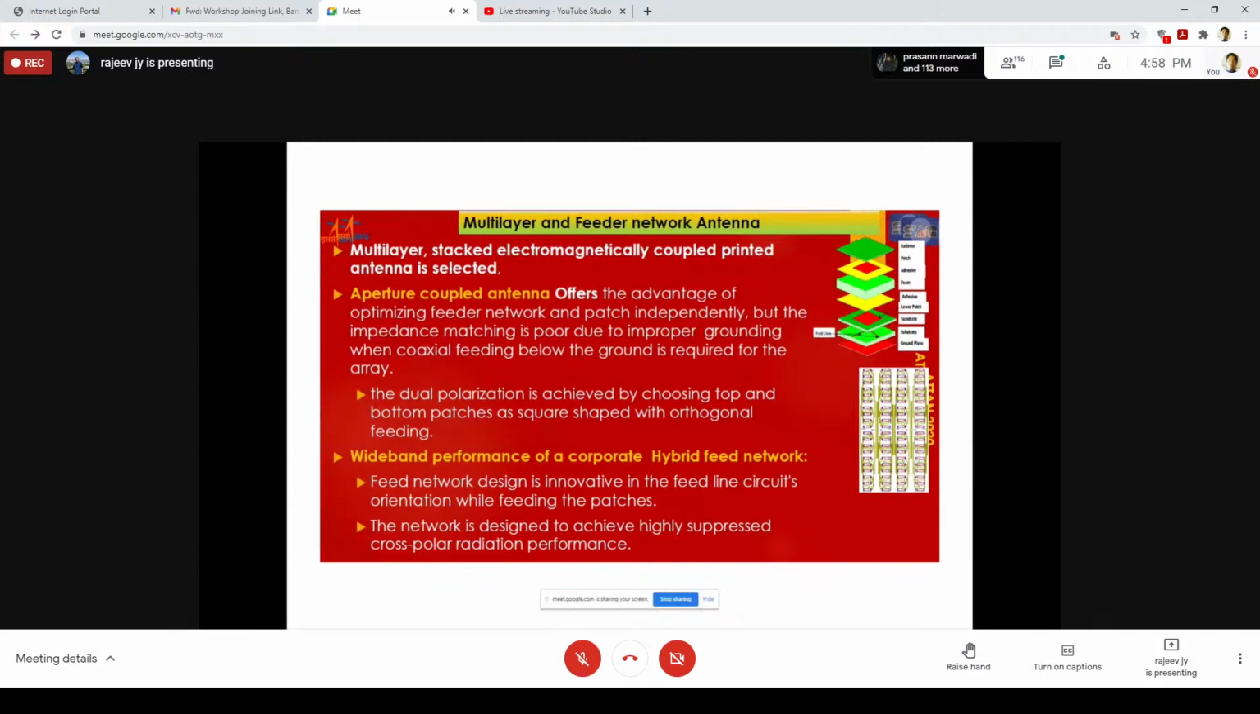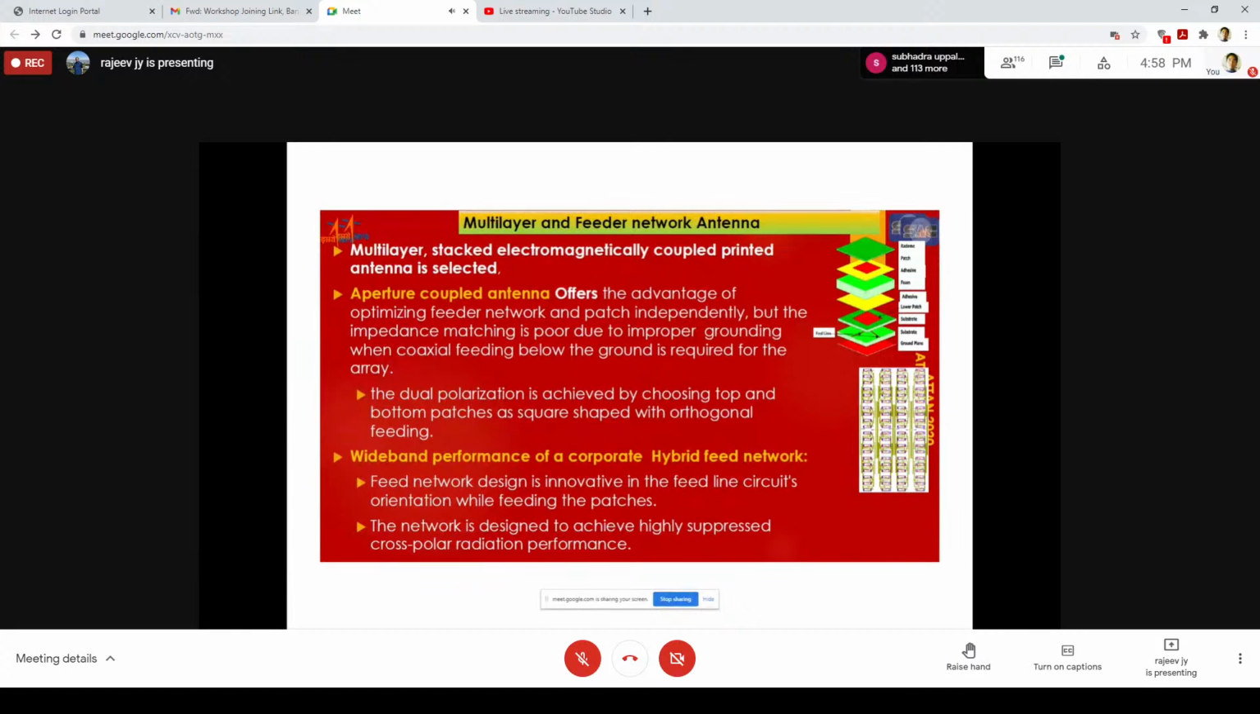So this is one of the typical examples of a multi-layer antenna, on which I am seeing a lot of papers nowadays, and PhD students are doing a lot of innovation in that. This is an electromagnetically coupled printed antenna, and we get the advantage of both large bandwidth and high gain by keeping the dielectric constant very low for our antenna radiator and very high for our microstrip feeding network.